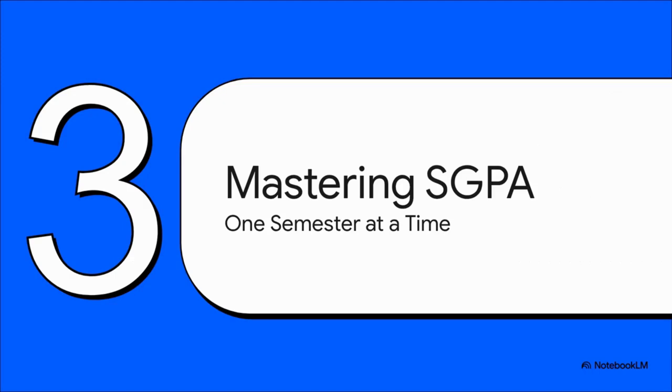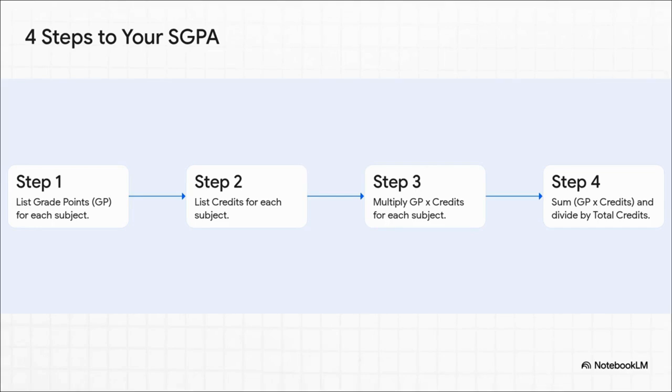Okay, we've got our building blocks. Grade points and credits. So we are officially ready for our first big calculation, the semester grade point average, or SGPA. This number is a perfect snapshot of how you did in just one semester. The whole thing breaks down into 4 really simple steps. For every single subject you took in a semester, you find its grade point, you find its credit value, and then you multiply those two together. That gives you something called credit points.